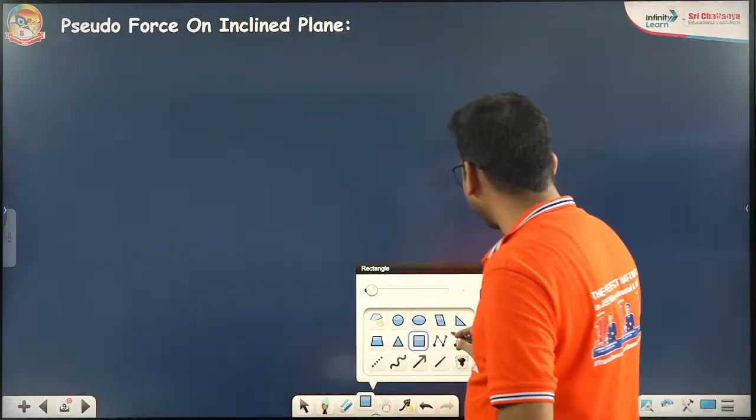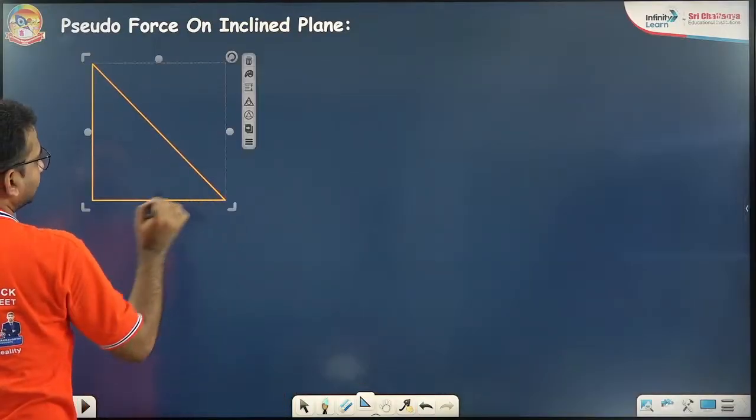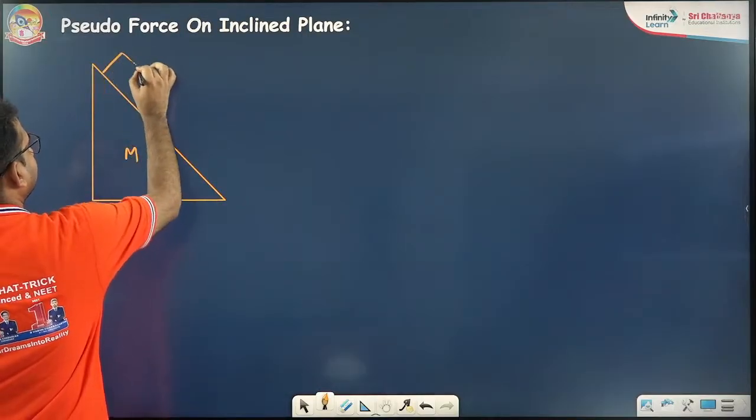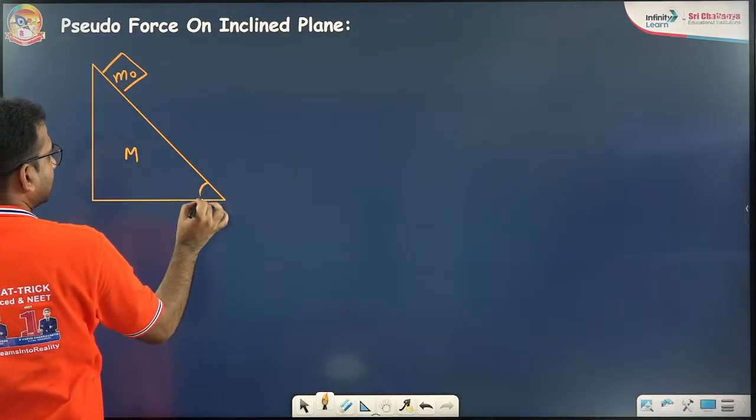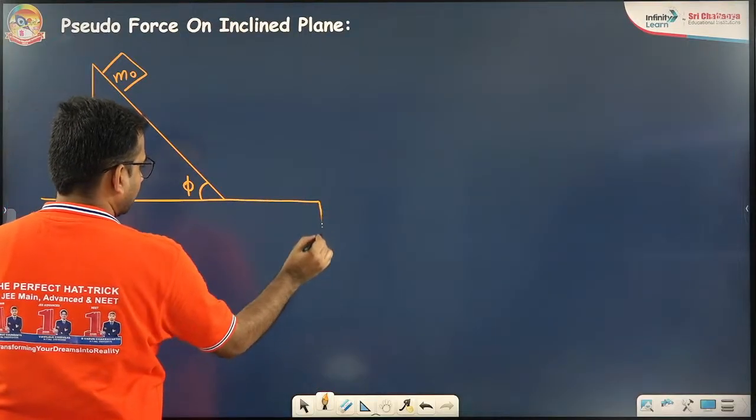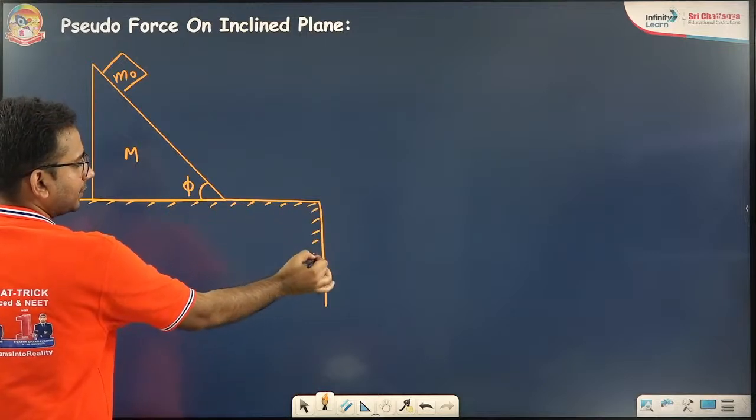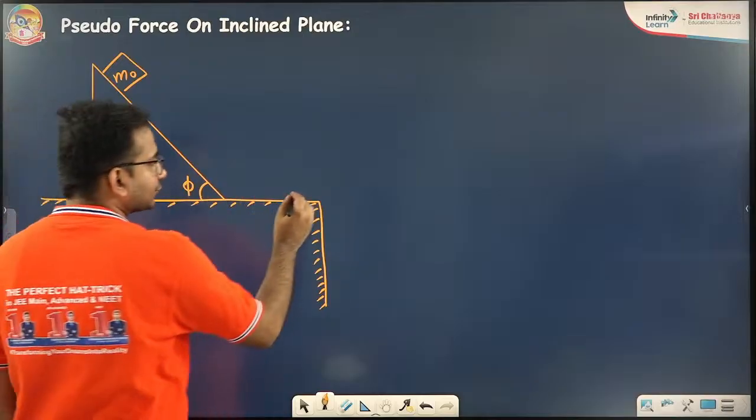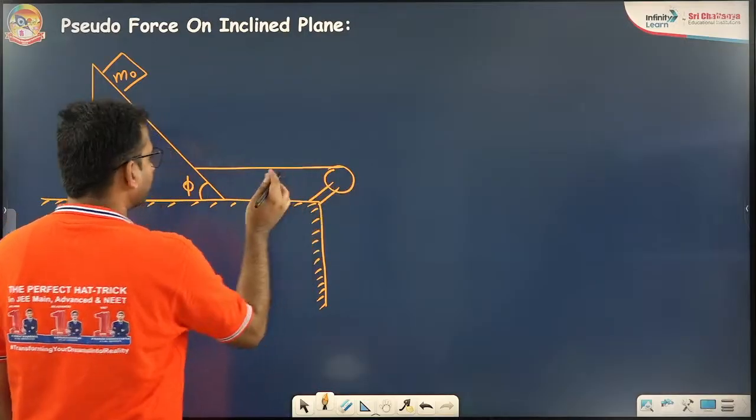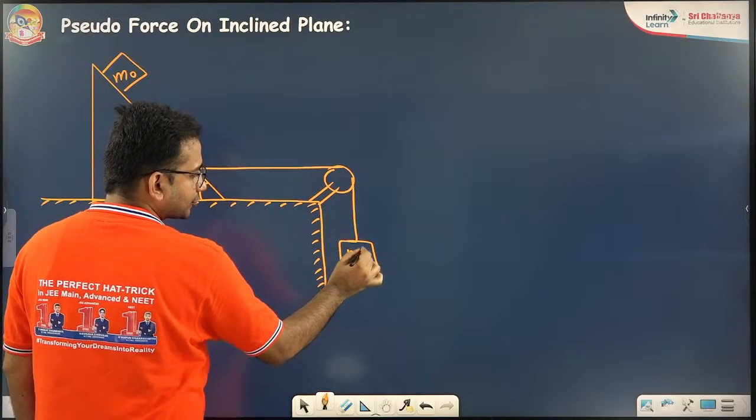Again, the case of pseudo force on an inclined plane, a small problem. Here it is mass m, here it is mass m naught, and this angle is phi. This is a smooth horizontal table. I can also introduce friction, but that will be discussed later, once we have a strong command on friction. That's the pulley. Here is an ideal string passing over the pulley, connected to the wedge at this point of contact, and there is a hanging mass m dash.